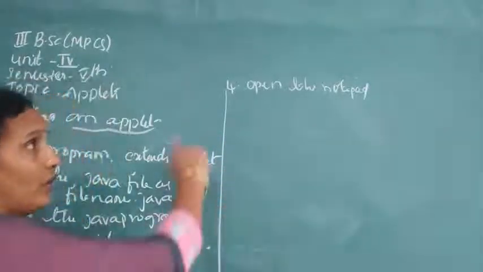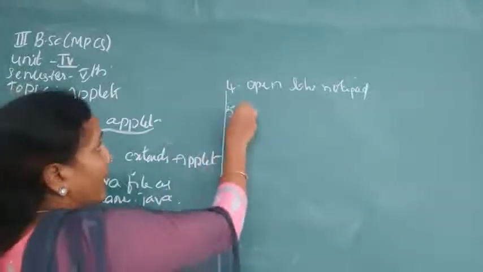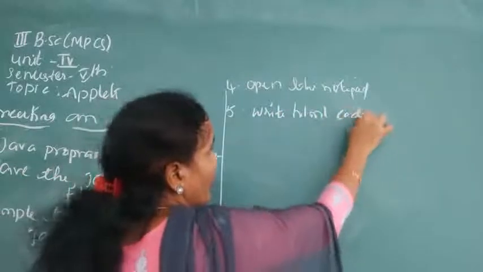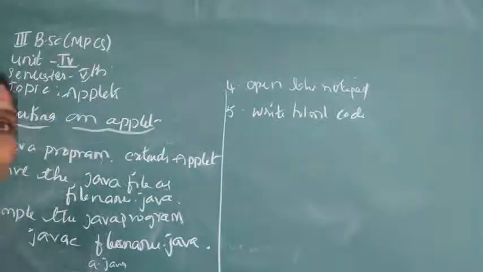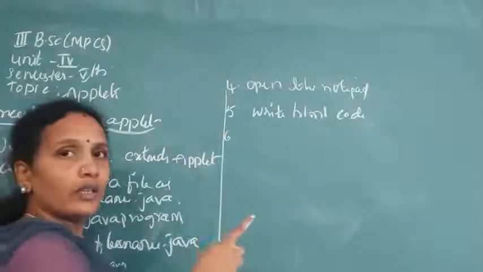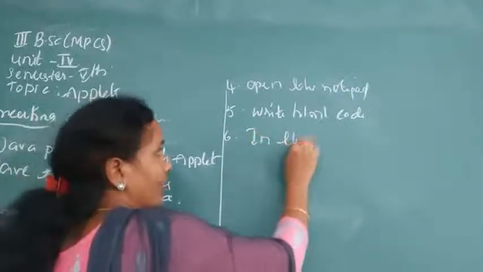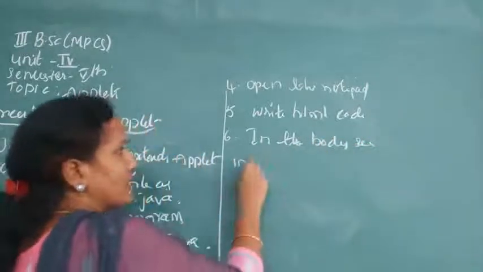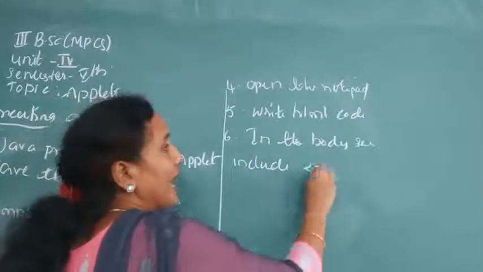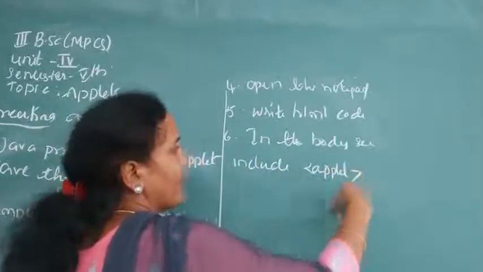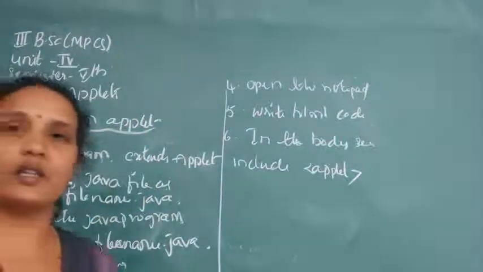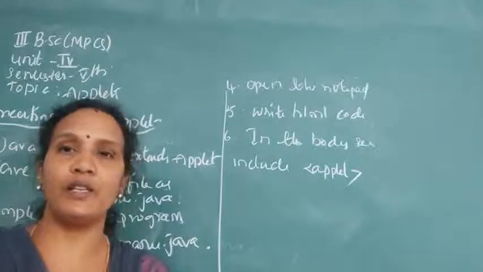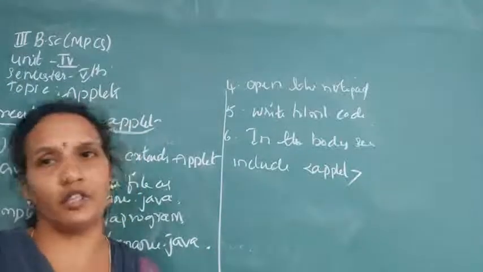Okay, now open the notepad. In the notepad, write the HTML code, and inside the HTML code, in the body section, include the applet code, the applet tag. The applet tag is very, very important, and using the applet tag only we can include an applet program, meaning we can include a Java program inside the HTML page.